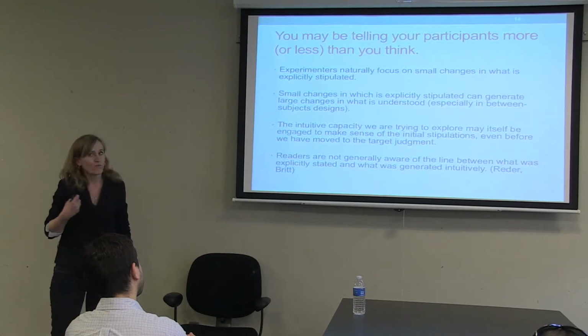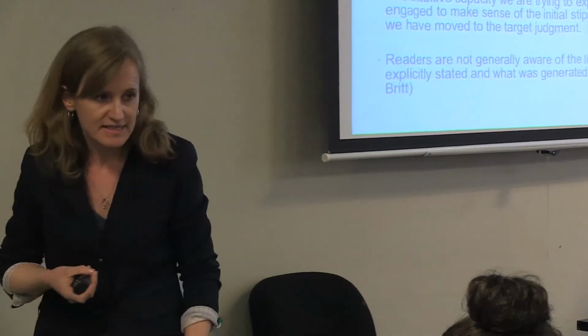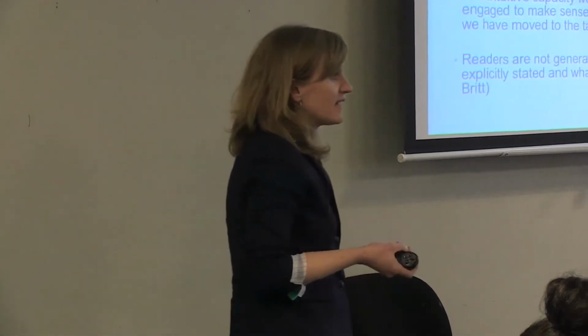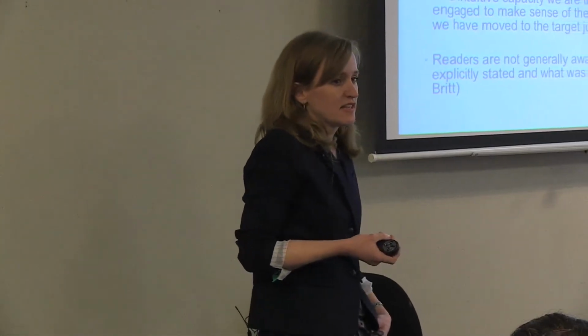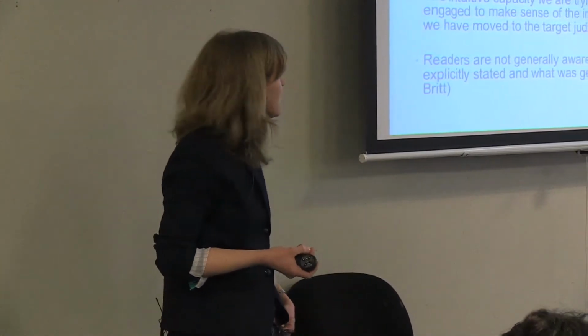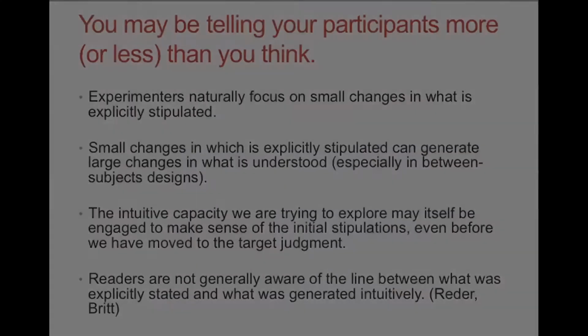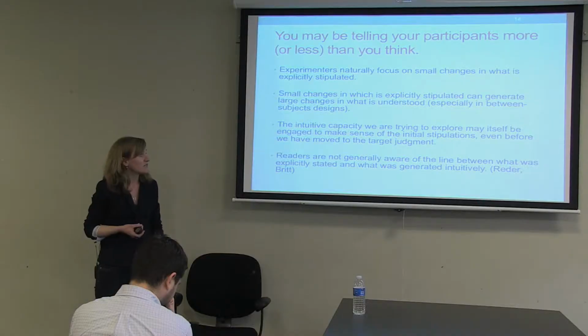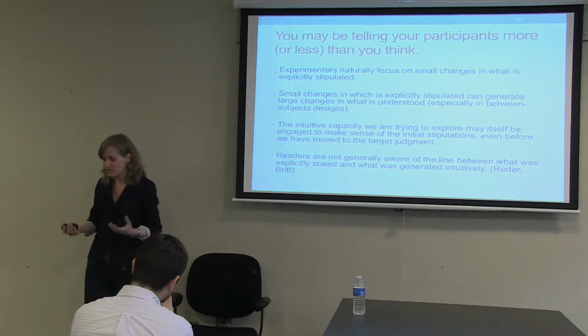So one of the things I'm going to try to argue for is the thesis that experimenters might sometimes be telling their participants more than they think they're telling them, or less in some situations. So we're going to very naturally focus on small changes in what's explicitly stipulated, but small changes in what's explicitly stipulated can generate larger changes in what is implicitly understood. And that can be especially true in between subjects designs.